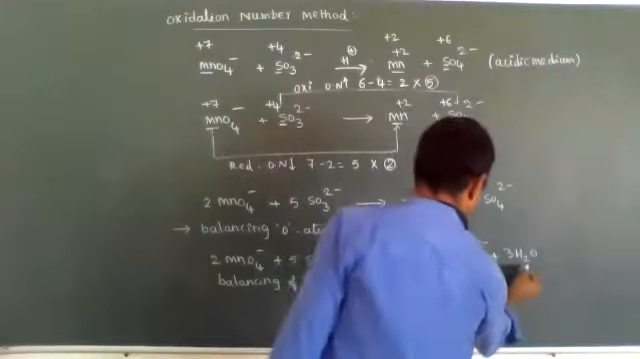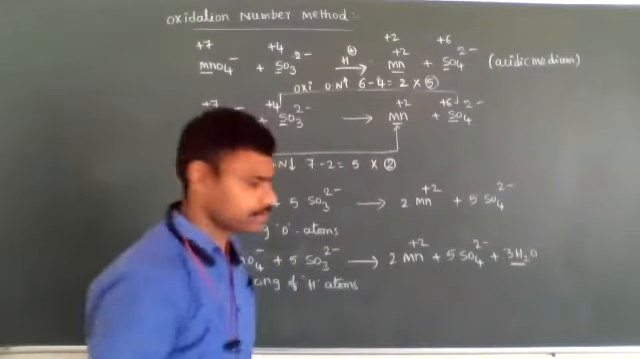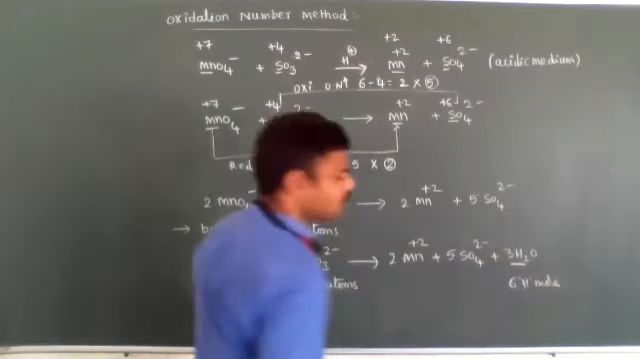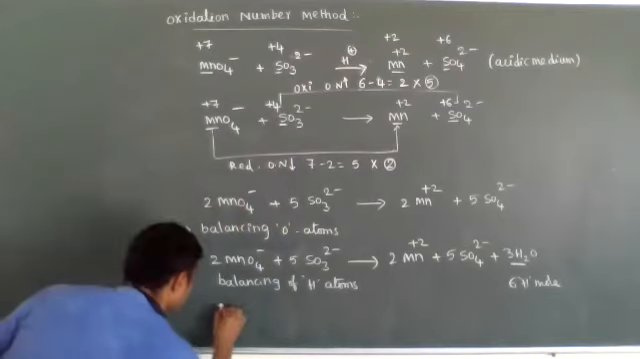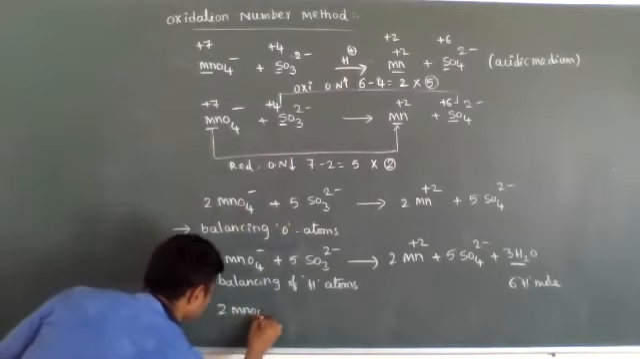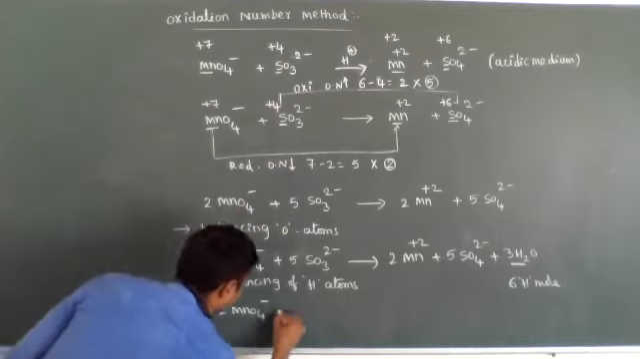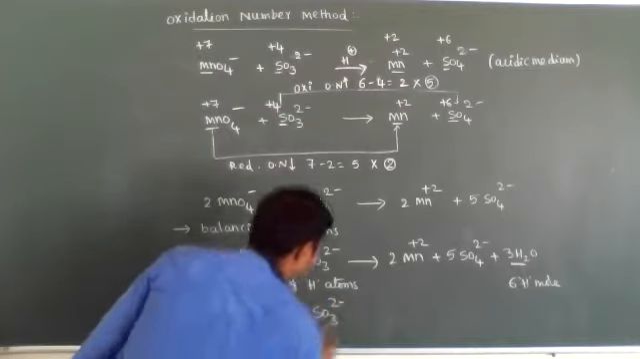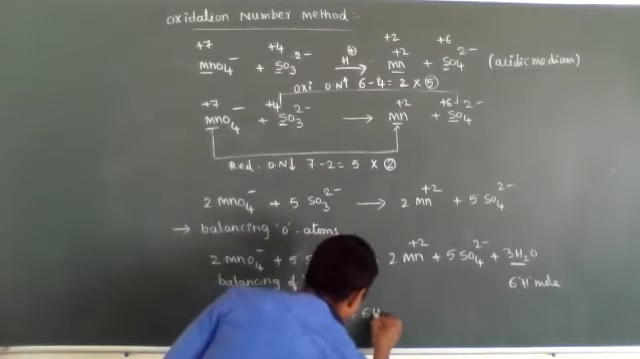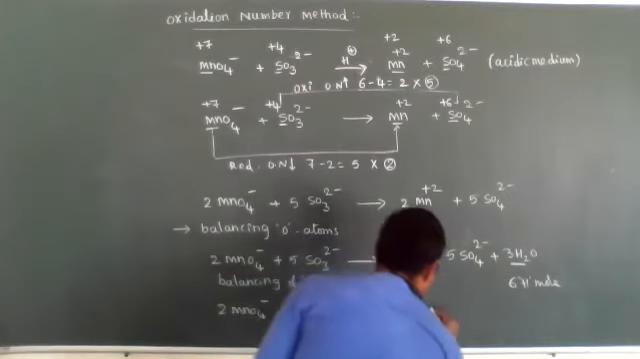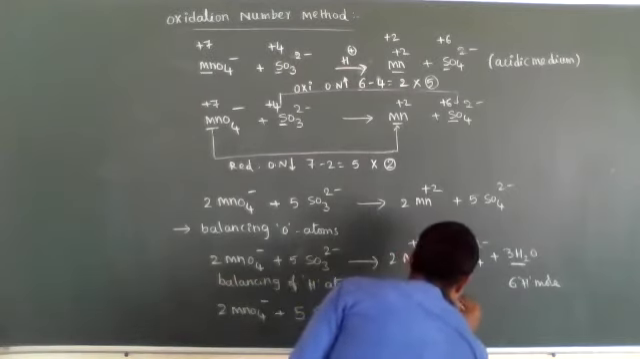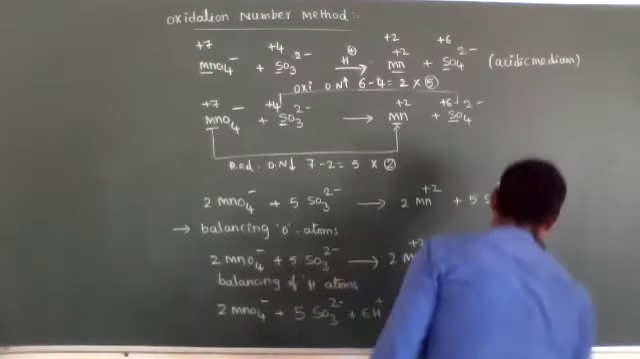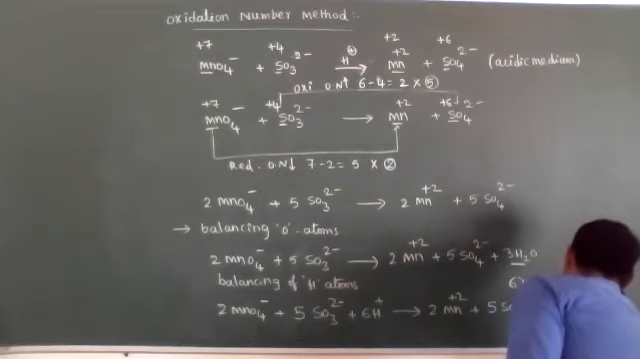Okay, see here how many hydrogen atoms are more: 6. That's why on the opposite side I am adding 6H+ ions. 2MnO4- + 5SO3 2- + 6H+ converted into 2Mn 2+ + 5SO4 2- + 3H2O.